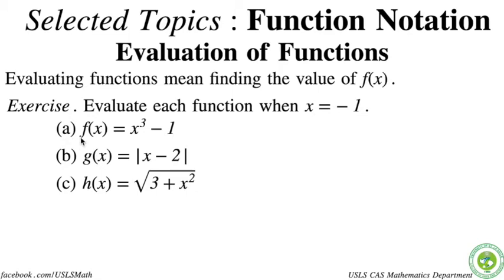For letter A, f of x is equal to x cubed minus 1. What's the value of this f of x if x is equal to -1? For letter B, g of x is equal to the absolute value of x minus 2. If you can remember the absolute value bars, everything inside this grouping will become positive, no matter what. So what's the value of g of -1? And lastly, h of x is equal to the square root of the quantity 3 plus x squared. So substitute the x here by -1, and then what's the value of our square root? That's our h of -1.